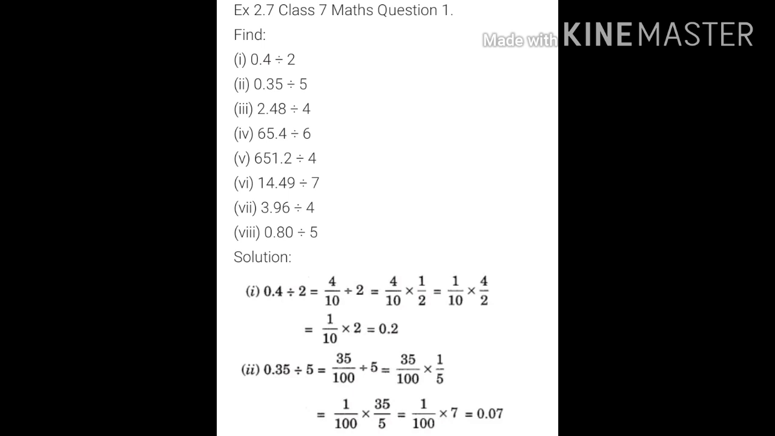Here we are going to convert this 0.35 into a fraction, that is 35 by 100 divided by 5. Now to change the sign of division, we will reciprocate 5. It will be 35 upon 100 multiplied by 1 by 5. We are going to reduce these numbers. We will get the standard form 7 upon 100. So the answer will be 0.07.